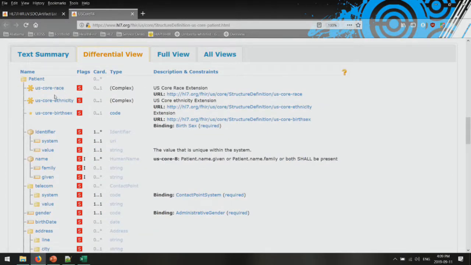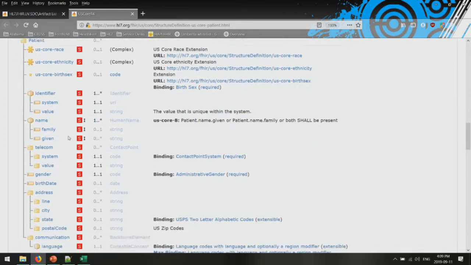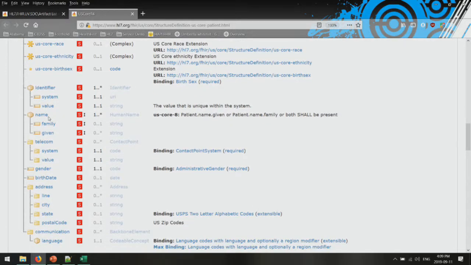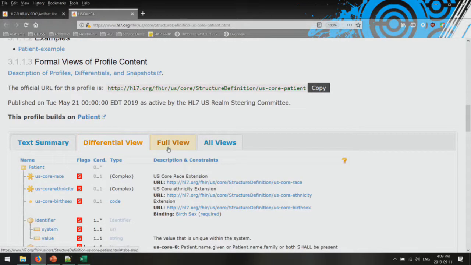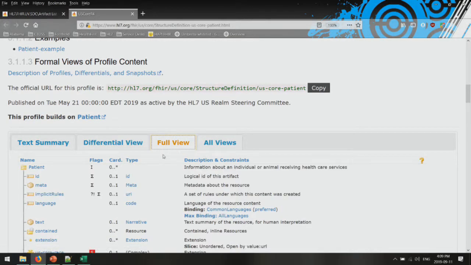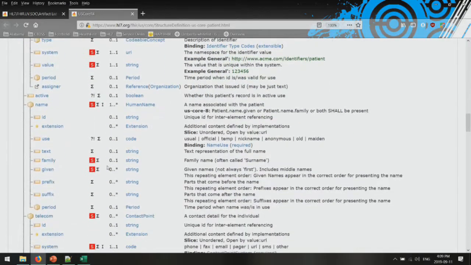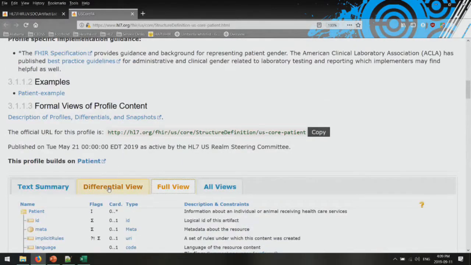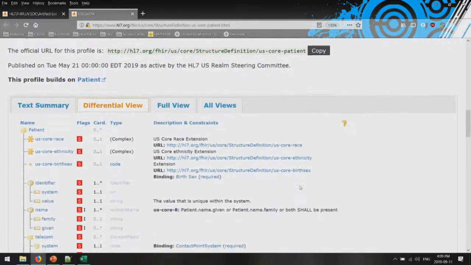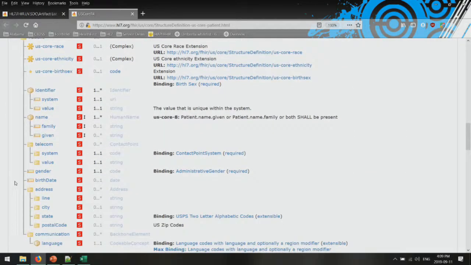So we have a couple of extensions. We have US Core race and ethnicity as extensions. They need to be extensions because I think in Europe you can't have them. I learned that on the video yesterday. But you know, we need them in the US. We have a lot of must supports. You can see all their must supports. And if you look at what's called the full view here, you can see that these things aren't necessarily must supports in the original.